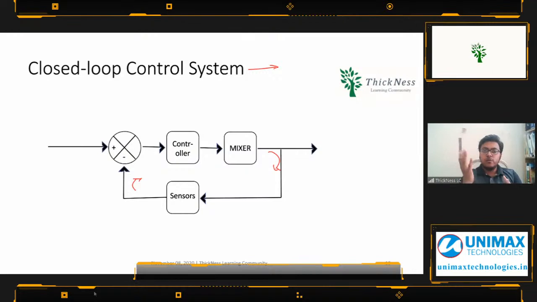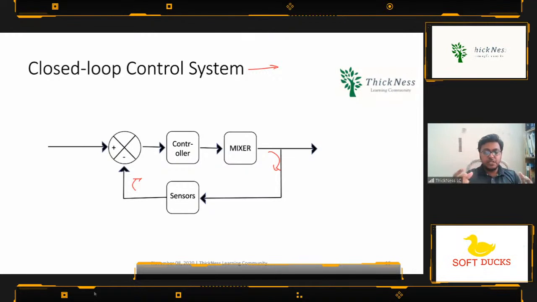We have seen that we need a closed loop for a control system, and the basic definition of a control system is that getting the desired output is the only goal of a control system. Getting the desired output is very important for a control system.